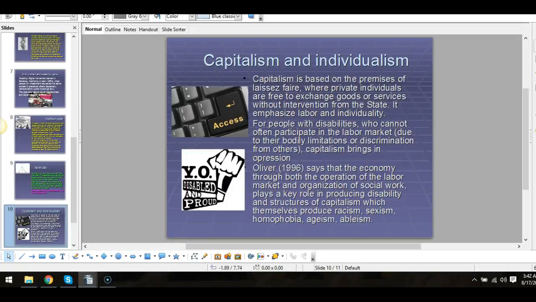Capitalism and individualism are ideologies based on the premises of laissez-faire, where private individuals are free to exchange goods or services without intervention from the state. It emphasizes labor and individuality. For people with disabilities who often cannot participate in the labor market due to their bodily limitations or discrimination from others, capitalism brings oppression. Oliver says in 1996 in his book that the economy, through both the operation of the labor market and the organization of social work, plays a key role in producing disability and structures of capitalism, which themselves produce racism, sexism, homophobia, ageism, or ableism.